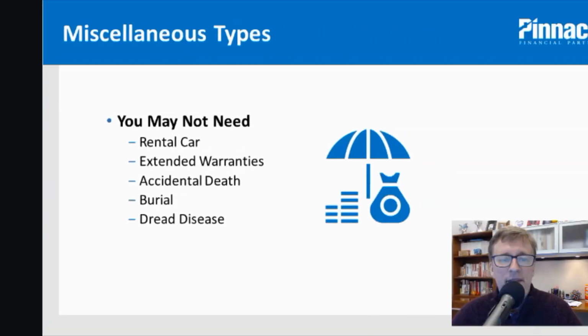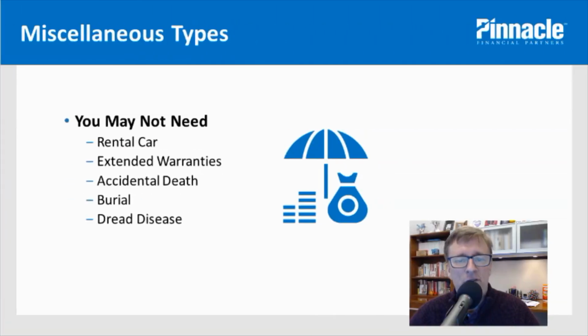And then there's accidental death, burial, and dread disease insurance. But instead of buying policies to cover specific types of death or disease or burial, it is usually much simpler and more cost-effective to just ensure that you have an adequate amount of regular life insurance and health insurance, as discussed earlier, which will cover all of these things as well as everything else that may occur. And pet insurance, while we love Fido, it's probably not necessary.